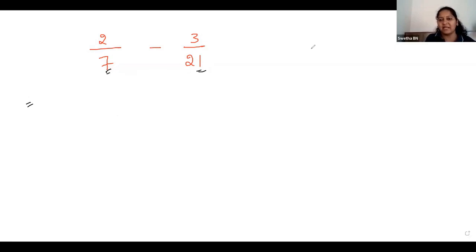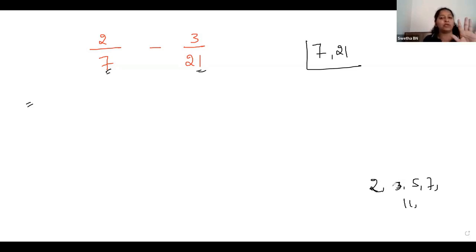Take LCM for 7 and 21. I told you, you have to take only prime numbers. Which are prime numbers? 2, 3, 5, 7, 11. 9 is not a prime number, because a prime number has only 2 factors. 9 is not prime because 9 is a multiple of 3, it comes in the 3 table. So 7 is a prime number. So 7 ones, 7 threes. Now divide it by 3.